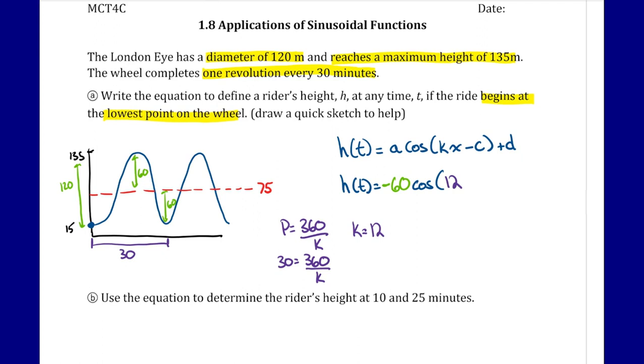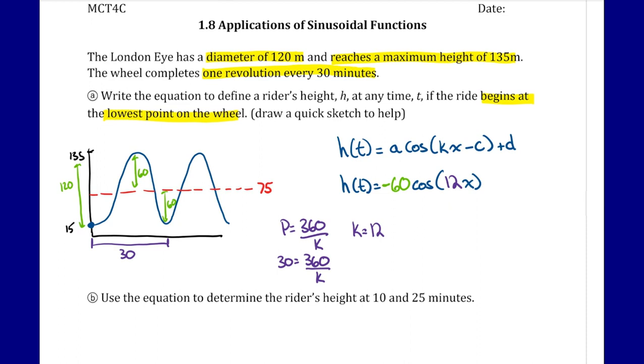Minus c, is there a c value that I'm missing here? Has my graph shifted left or right? There's not enough information to tell us whether it has or not. And it's a little bit too hard to tell maybe where our graph starts or where the midline reaches, at what x value. So in this case, I'm just going to say there is no c value, right? I start at a minimum, so I haven't shifted left or right in that sense for cosine. So 12x.